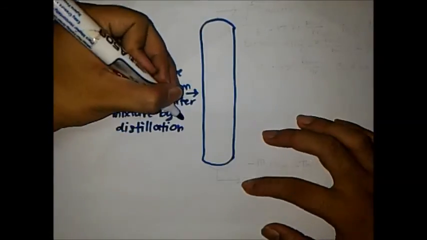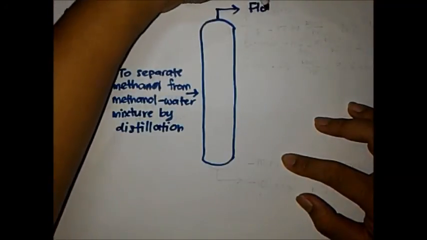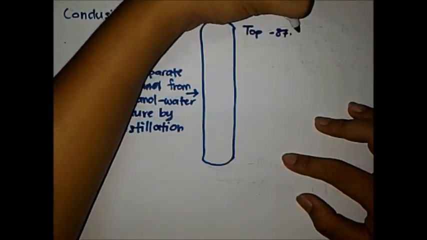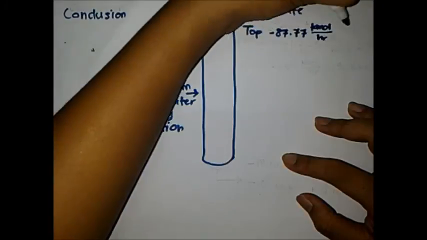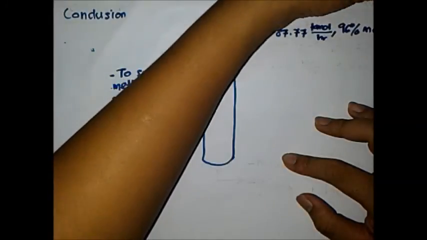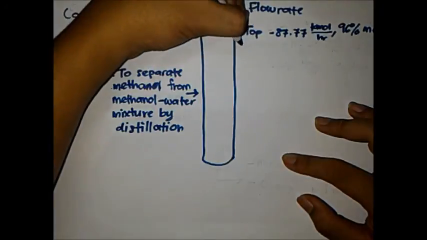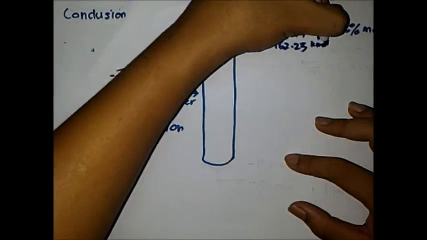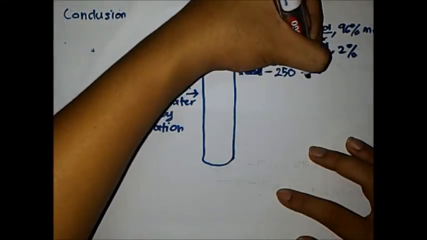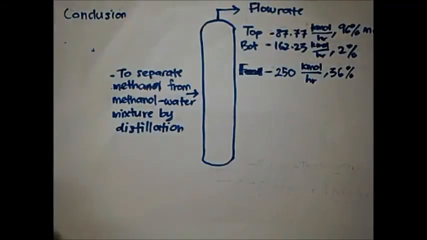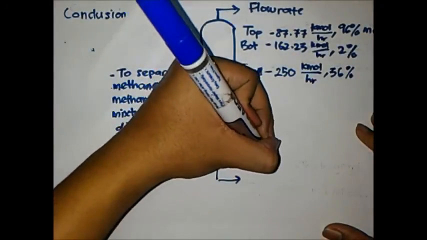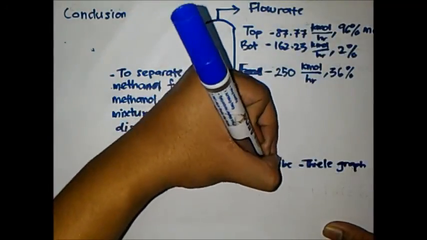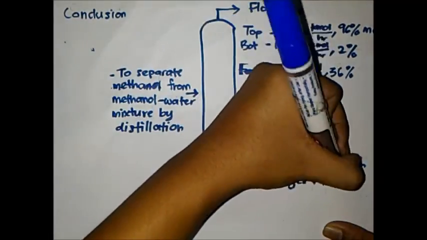The flow rate obtained at the top section is 87.77 kmol per hour and 162.23 kmol per hour at the bottom section. It is essential to calculate the flow rate in order for us to estimate the operating cost of the distillation column. After that, a McCabe-Thiele graph was plotted from the data obtained. From the graph, it has been identified that the number of stages required is 10, excluding the reboiler, with the use of a reflux ratio of 1.